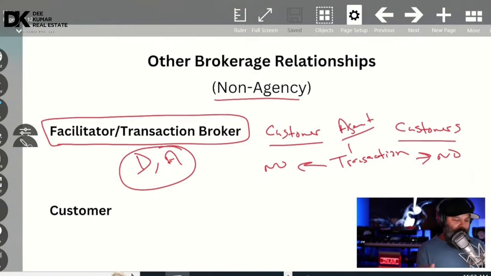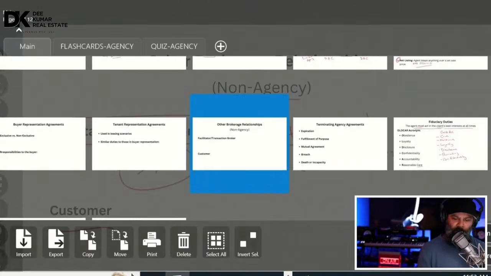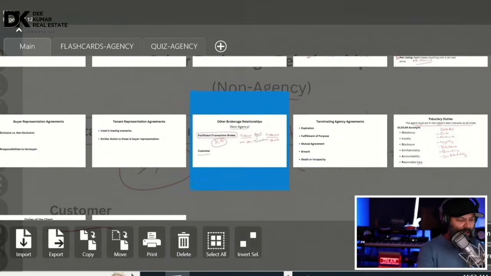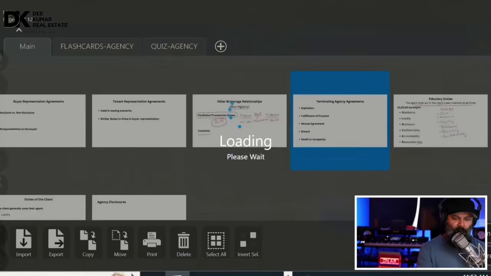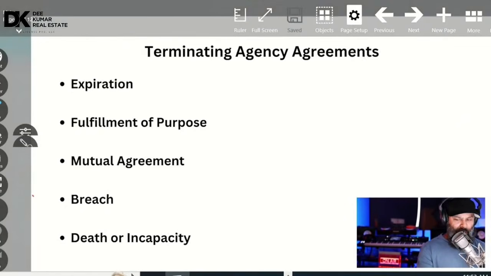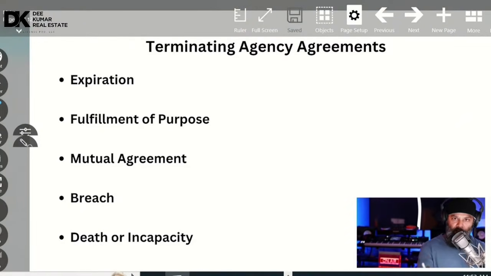Facilitators are kind of bringing parties together, and they get compensated for such. But they only owe both sides the treatment of customers. Okay? So we talked about the customer relationship. We talked about fiduciary obligation. We talked about the different elements here. The thing I also want to talk about is terminating these relationships. So how do we terminate agency style relationships?